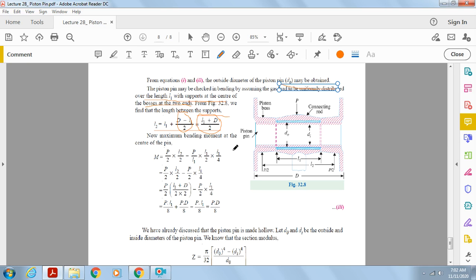Now the maximum bending moment is at the center of the pin, the very center of the piston pin. At this position the bending moment will be PD by 8. This expression we have to remember as well: the maximum bending moment at the center of the pin is PD by 8.